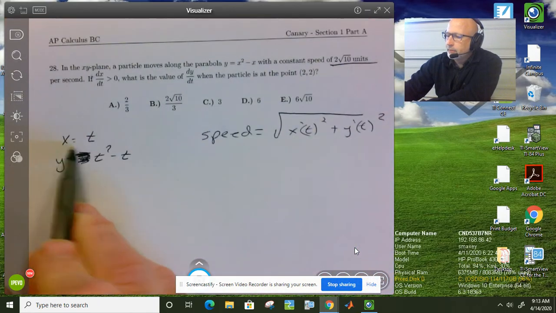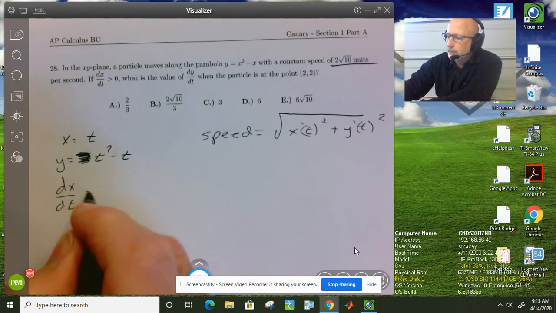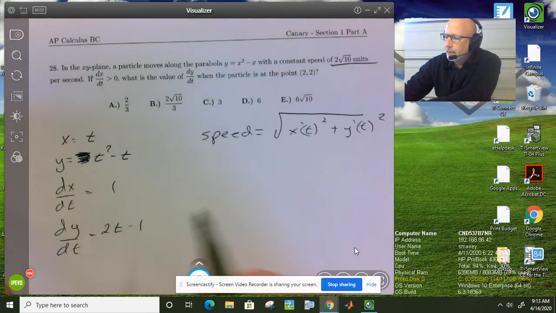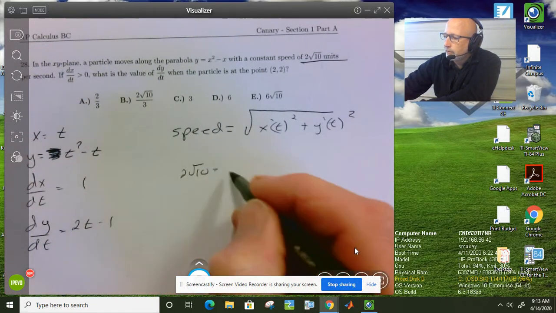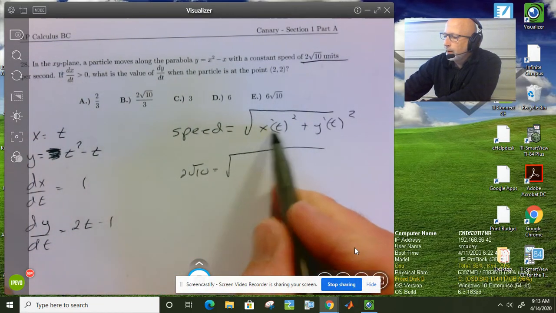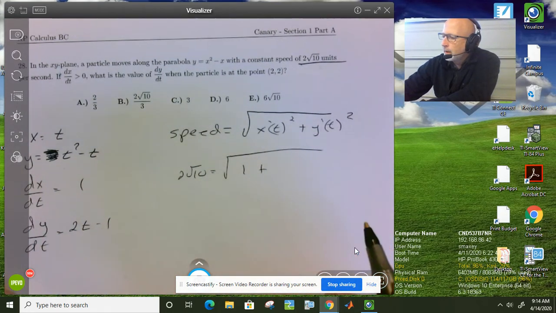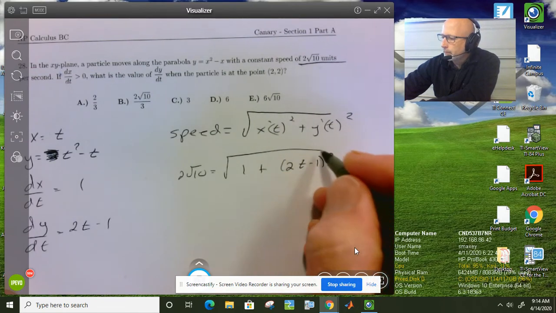If this is x and this is y, then I have dx/dt equal to 1, and dy/dt turns out to be 2t minus 1. So I'm going to plug those into the equation. I should have 2 root 10 equal to the square root of x prime squared, so that's just 1, plus y prime squared, which is (2t minus 1) squared.